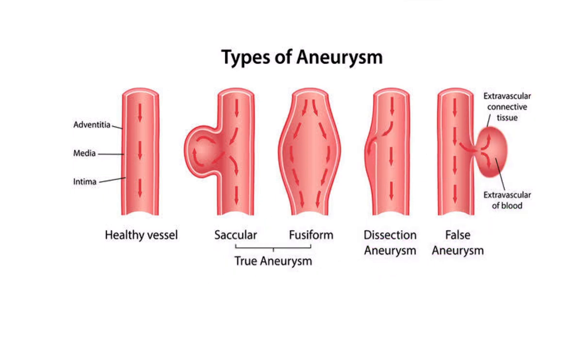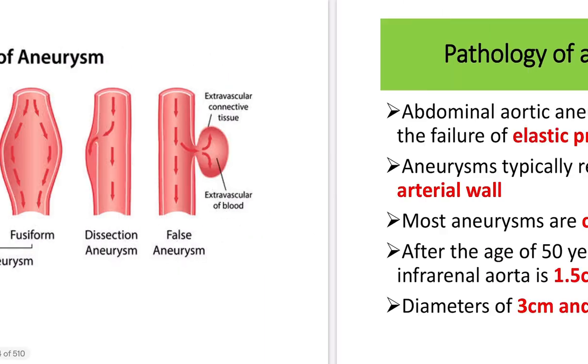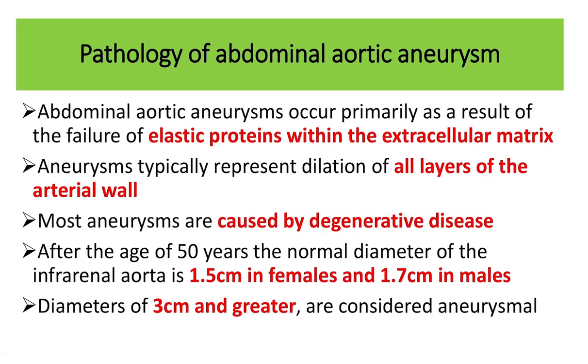So what happens in case of an aneurysm? Actually, one part of the wall is weakened. When this part of the wall weakens, the segmental part is enlarged because it cannot tolerate high pressure. When there is loss of the different connective tissue substances from the media layer, this part is dilated. So let's see the pathology of the abdominal aortic aneurysm.